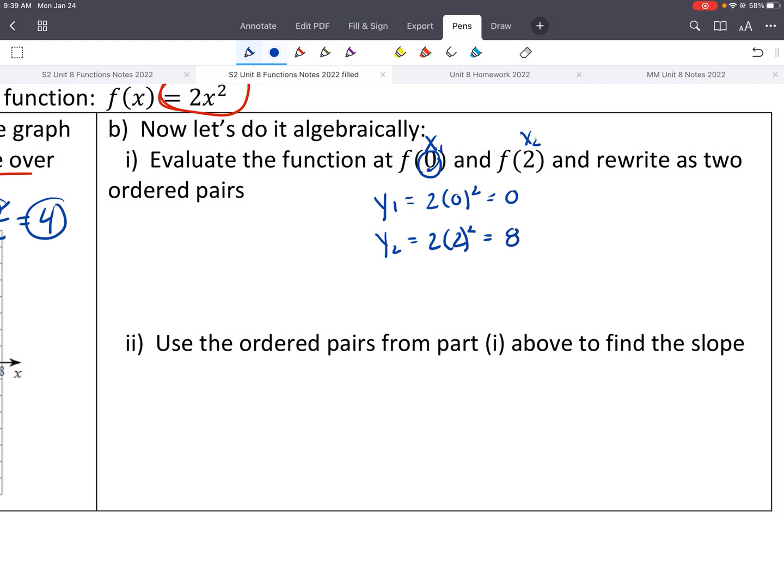So now we have our y2 minus y1 over x2 minus x1. And we'd get 8 over 2 or 4. So we end up getting the exact same thing. So this f of 0 is just saying evaluate the function when x is 0. And this is saying evaluate the function when x is 2, which is what we just did.